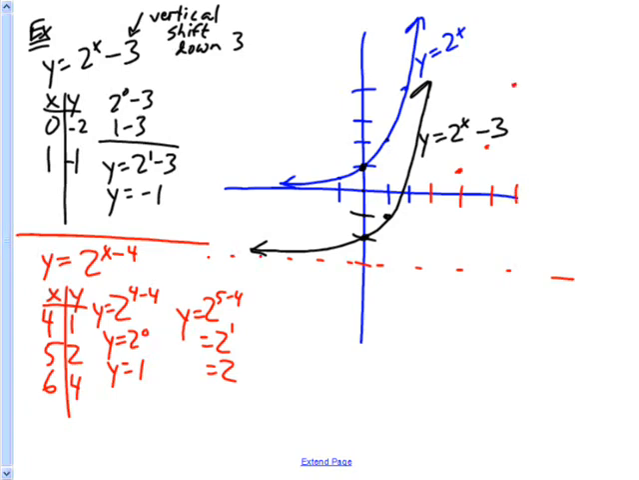We can do 3. Let's go to the left now. Let's plug 3 in. 2 to the 3 minus 4 is 2 to the negative 1, which is 1 over 2 to the 1. So 1 half. 3 comma 1 half, and so on. Anyways, you could do a bunch of these as well.